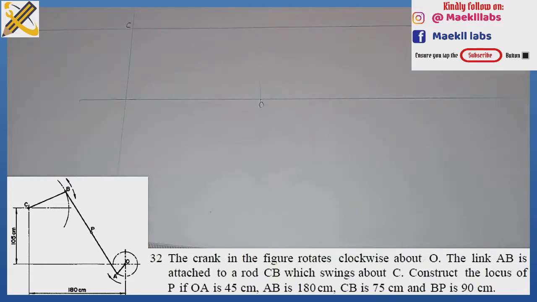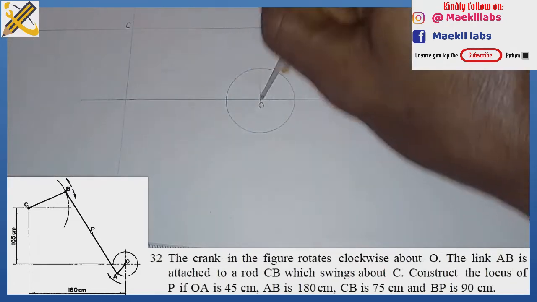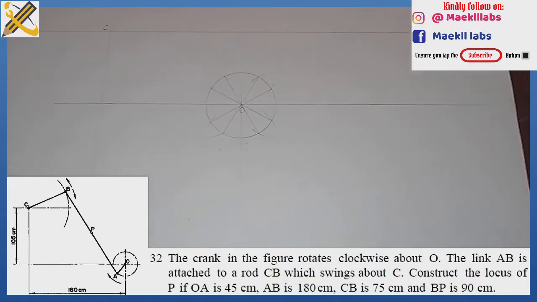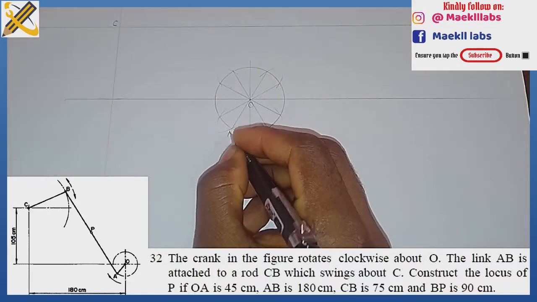Okay, so with radius 22.5, I produce my circle right here. After producing that circle, I'm going to divide it into 12 equal parts. So after dividing it into 12 equal parts, this will be my point A.